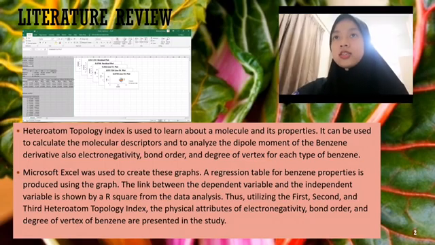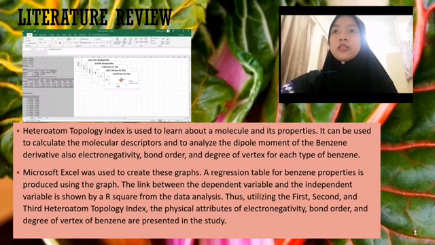During this project Microsoft Excel was used to create this graph, where the regression table for benzene properties is produced by using the graph, and the link between the independent variable and the dependent variable is shown by R-square from the data analysis. Thus, utilizing the first, second, and third heteroatom topology index, the physical attribute of electronegative bond order and degree of vertex of benzene are represented in the study.